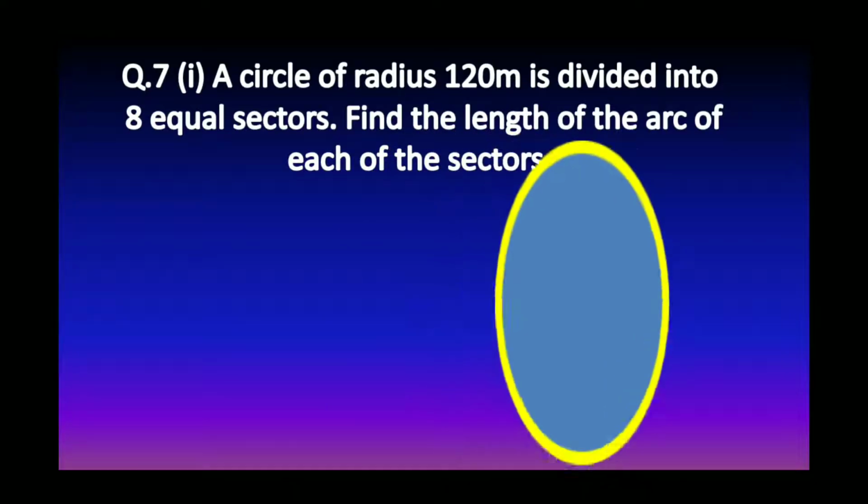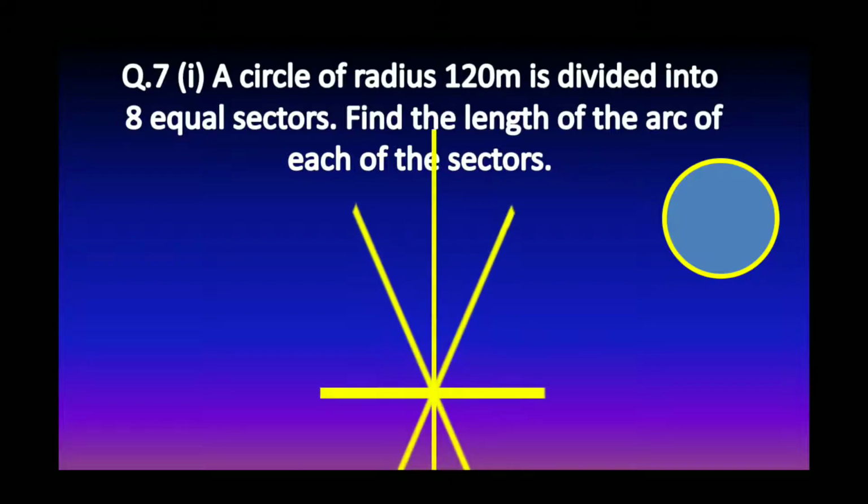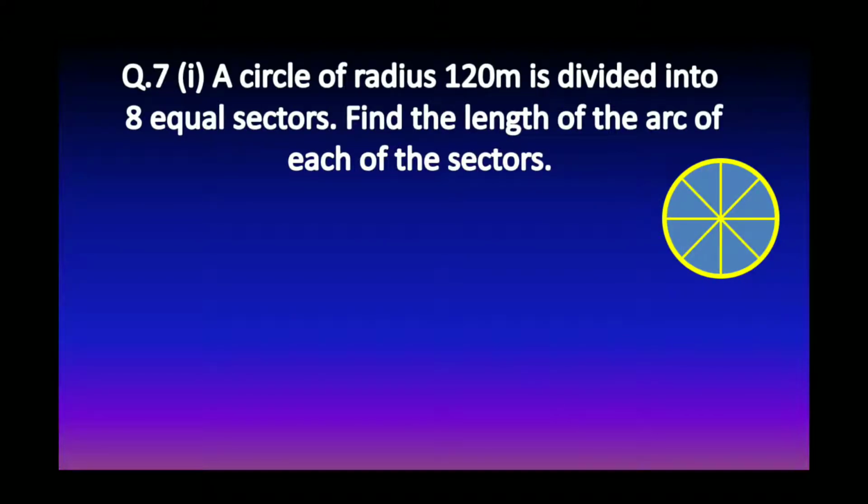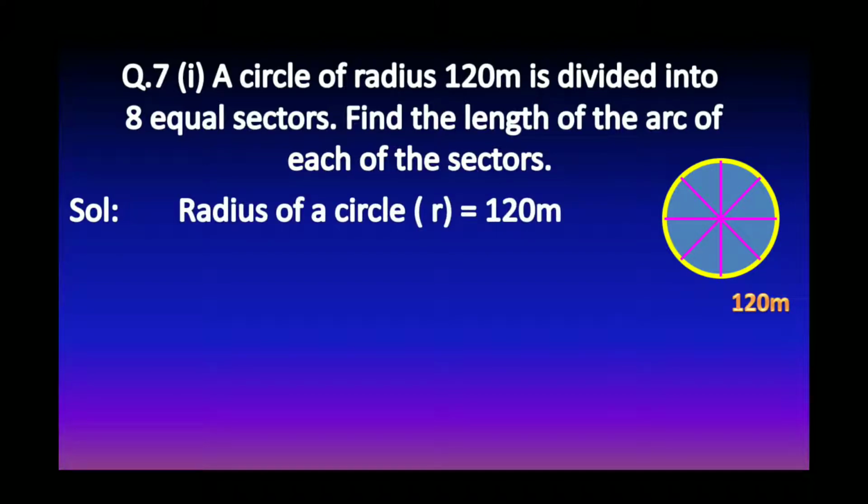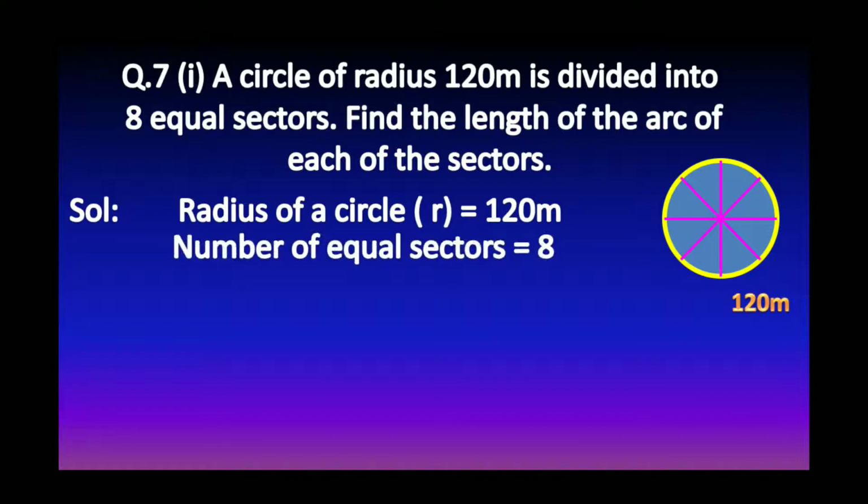A circle is given. It is divided into 8 equal sectors and the given radius of the circle is 120 meters. Given radius of a circle is equal to 120 meters and the number of equal sectors is 8. We need to find the length of the arc of each of the sectors.